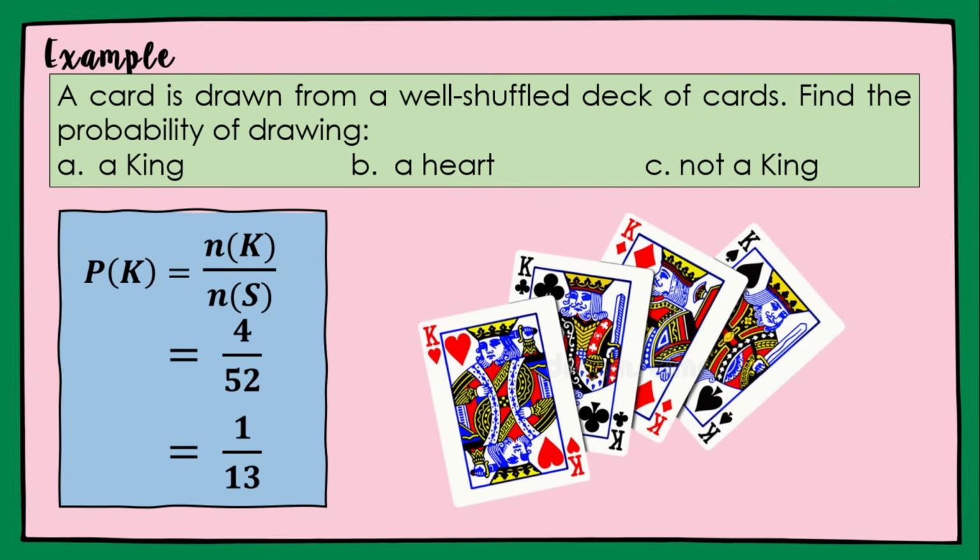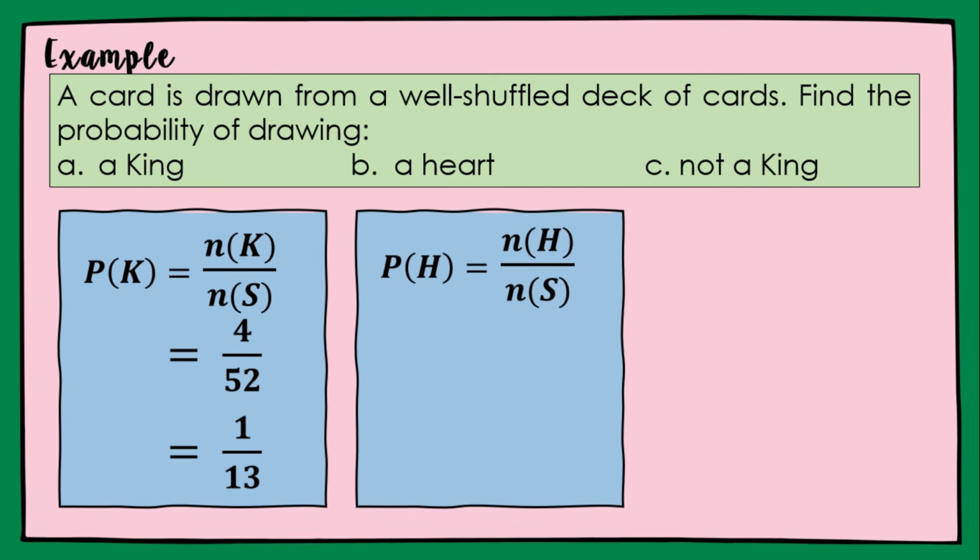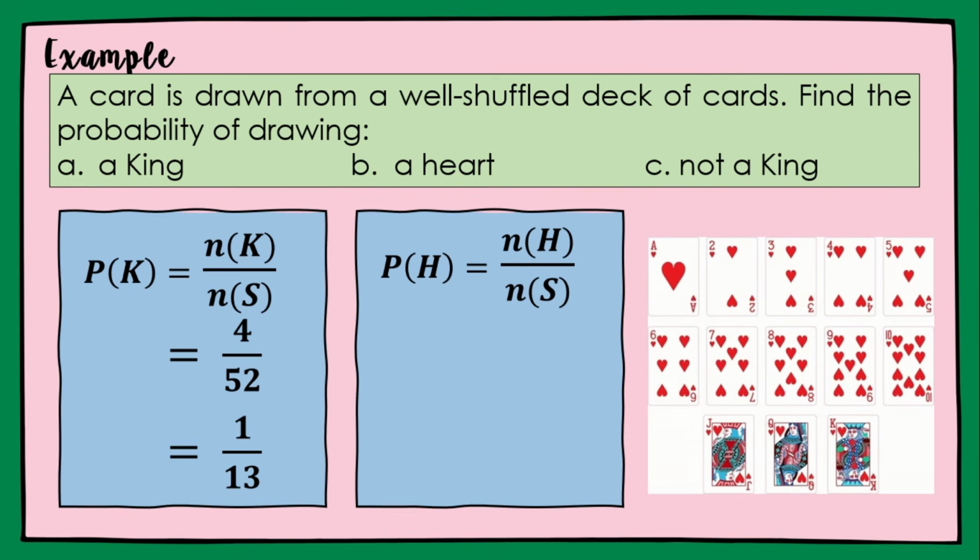Now let's have letter B, the probability of drawing a heart. In this event, we will denote it as letter H. So P of H is equal to n of H divided by n of S. There are 13 hearts in a deck of cards. So n of H is equal to 13. Substitute this in our formula. We have 13 over 52 or 1/4. So P of H, or the probability of drawing a heart, is equal to 1/4.